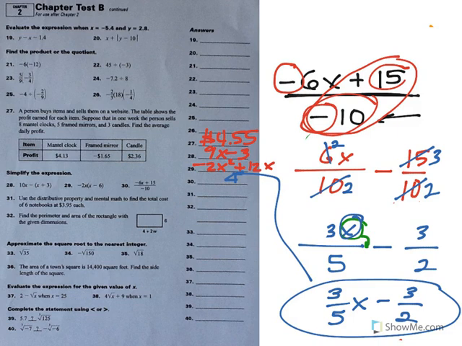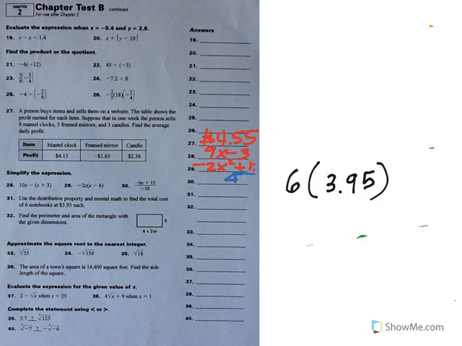Number 31, it says, use the distributive property in mental math to find the total cost of 6 notebooks at $3.95 each. This one is kind of annoying. Let me tell you why, because here's what they're looking for. Actually, here's what they're not looking for. They don't want you to just do 6 times $3.95. That's way too easy, right? Plus, what's to distribute there? You're just going to do normal multiplication, and that's nothing fancy.